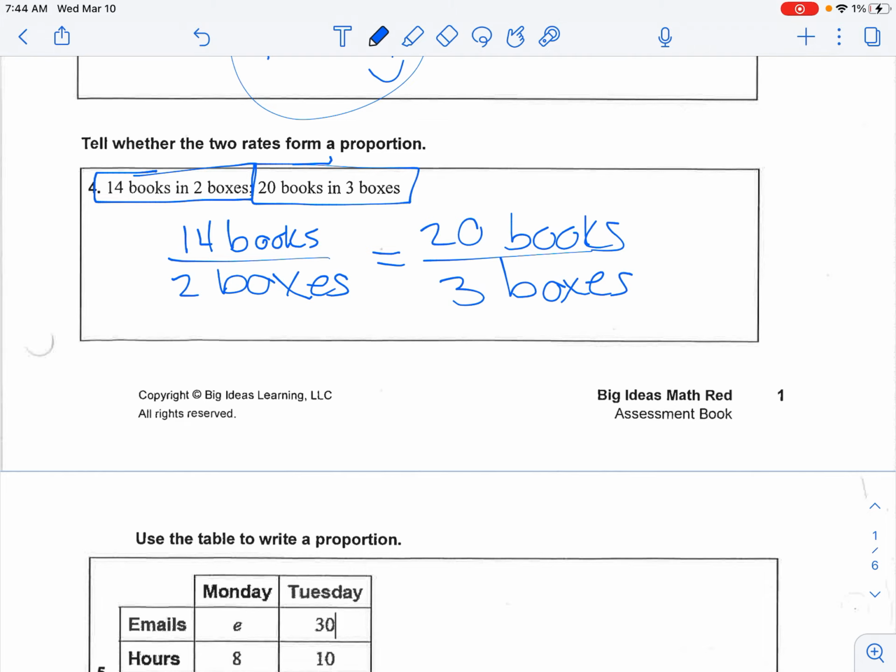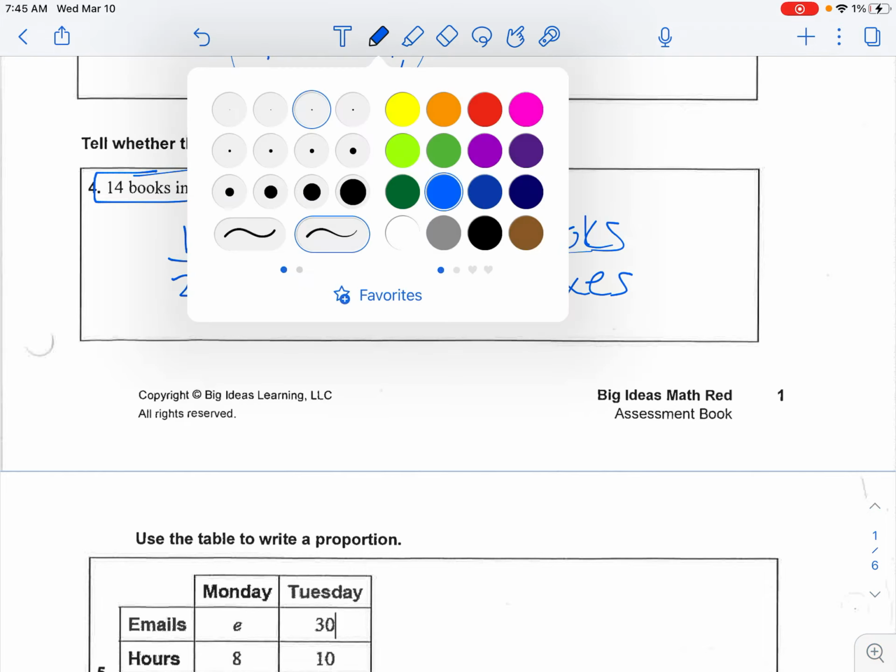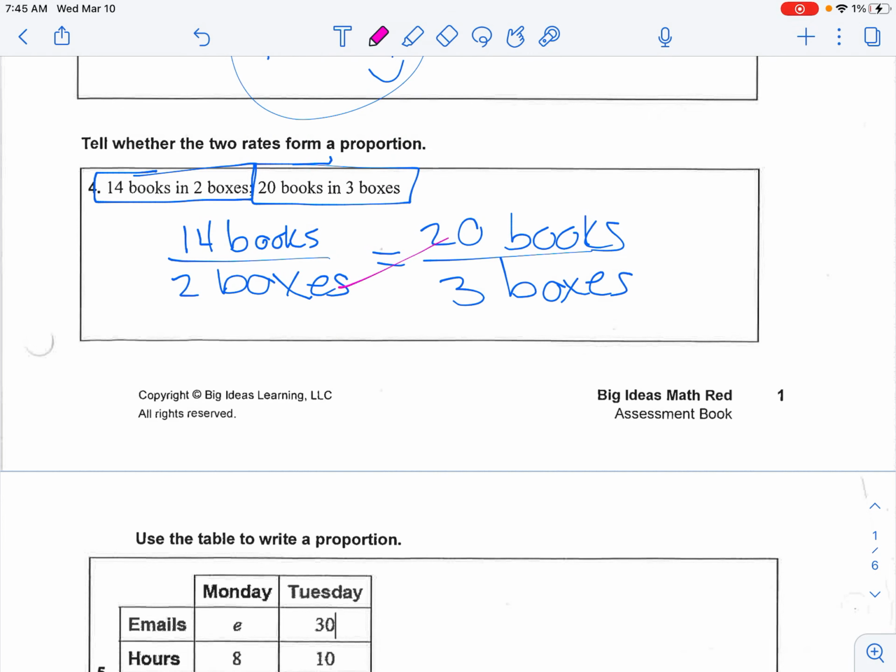So I'm going to do cross products. I think that would be the easiest way. So 2 times 20 is 40. If you're going to use cross products, you have to write your products up here in the corners. And 14 times 3 is 42. So that answer would be no with a sad face.